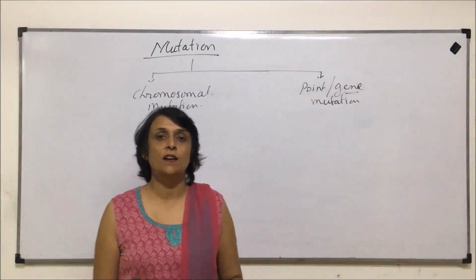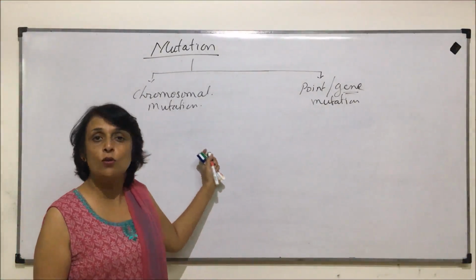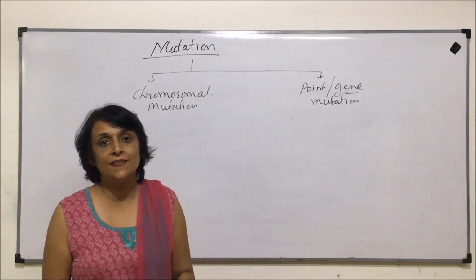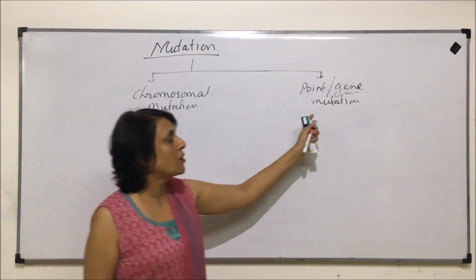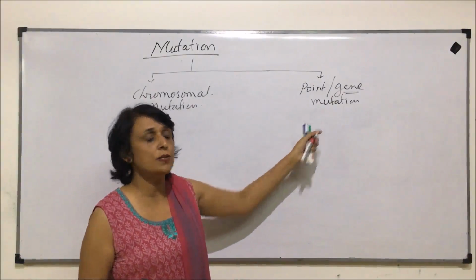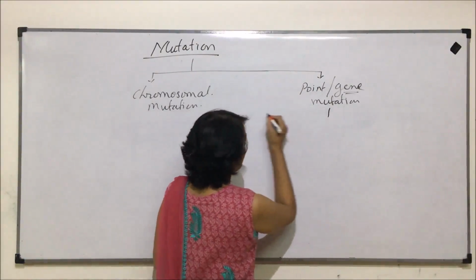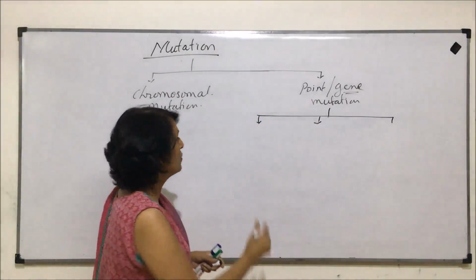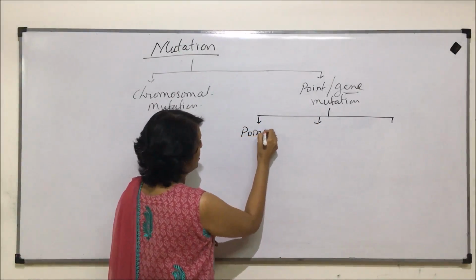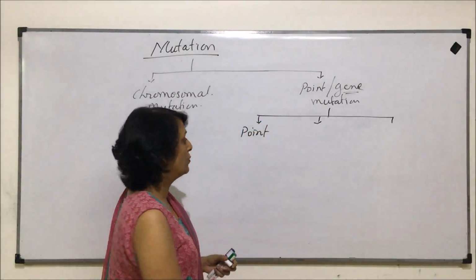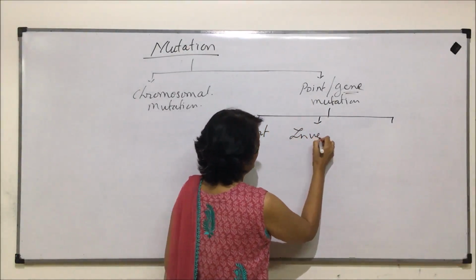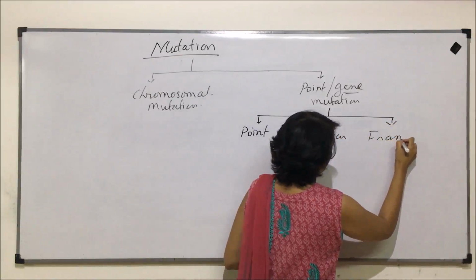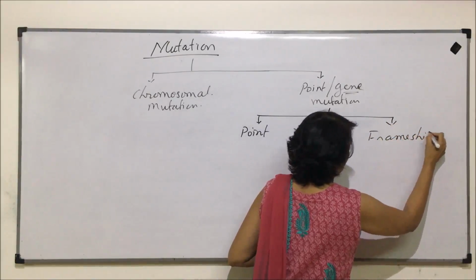So in the earlier video, we discussed the chromosomal mutations, the various types, that is morphological as well as numeric. Now let us talk about gene mutations. Gene mutations can be classified into three categories. The first is known as point mutation. The second is known as inversion. And the third is frame shift mutation.